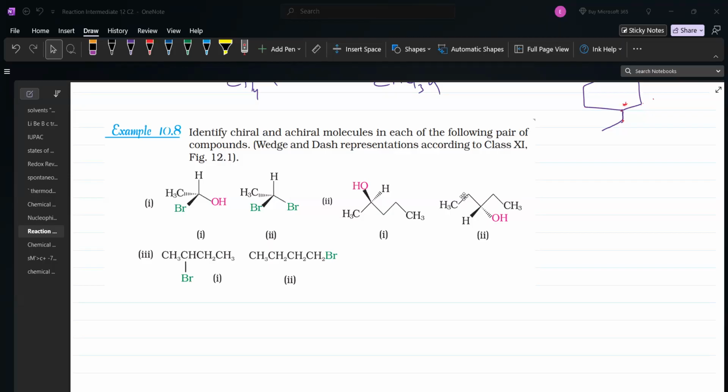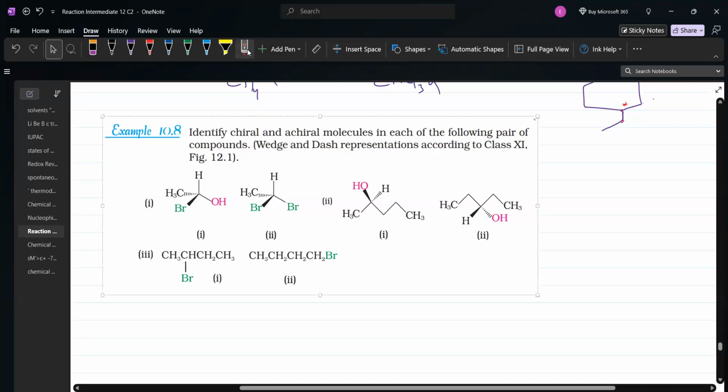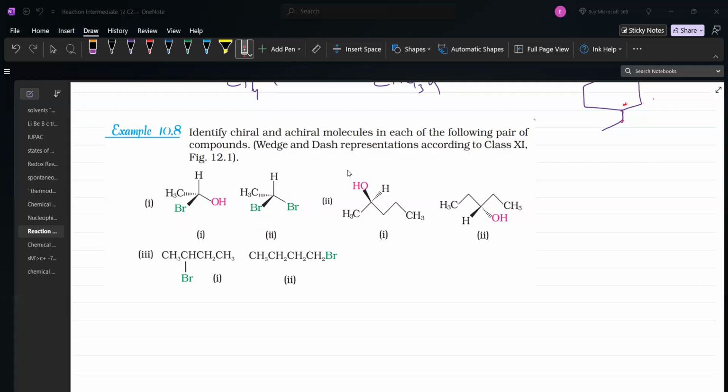Siddhika, can you comment on the first one? Is it chiral, or are they both chiral, or both achiral in this structure?